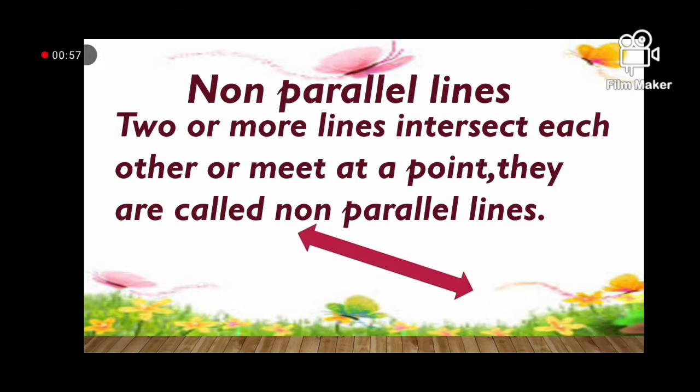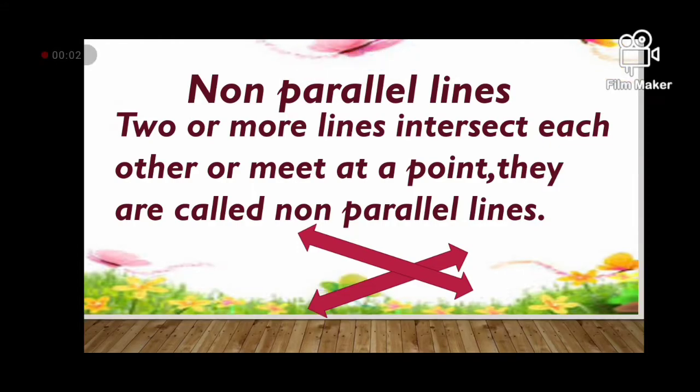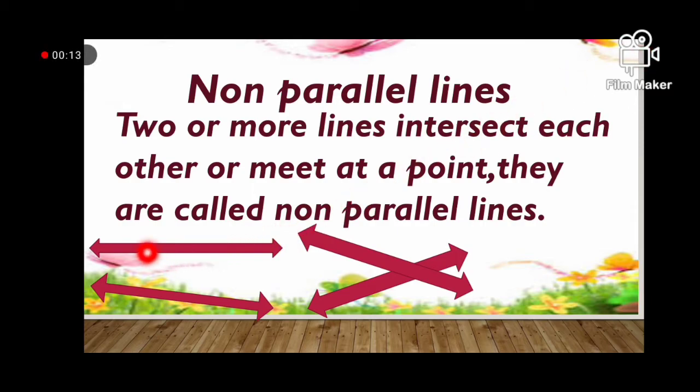This is a line and this line intersects the previous line. Now let's take another pair of lines which are non-parallel. These lines are not intersecting each other, but they don't have the same distance between them at every point. So they can meet each other at any point when they go on and on.